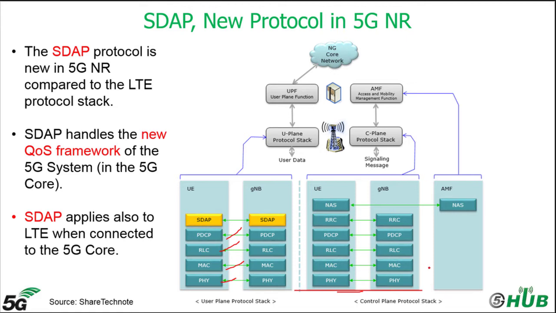For example, the MME equivalent node is named the Access and Mobility Management Function. So the SDAP protocol is new in 5G compared to the LTE protocol stack. SDAP handles the new quality of service framework of 5G in the core domain. SDAP also applies to LTE when connected to the 5G core network, for example, in some options like option 7, option 4, and so on.